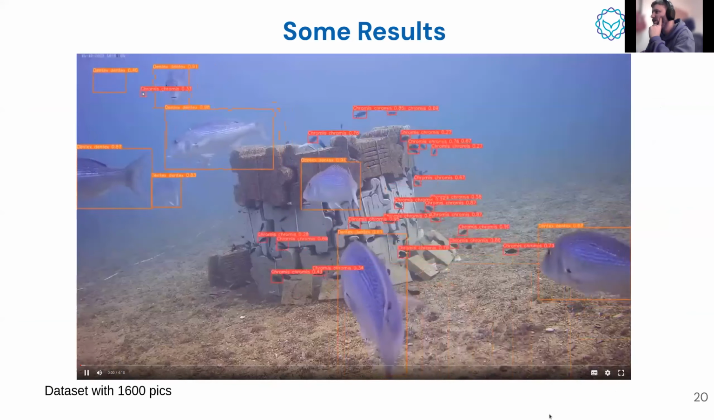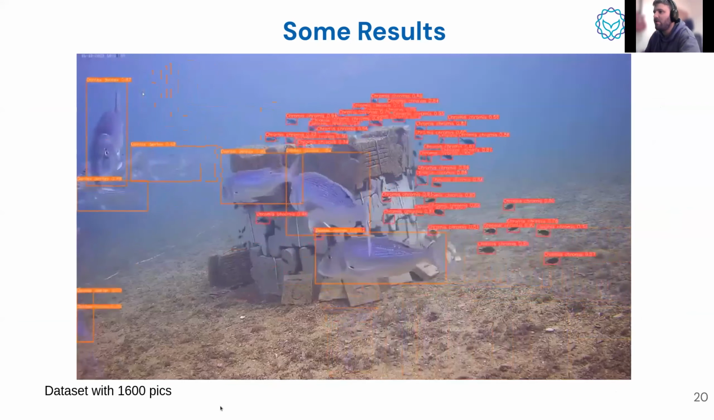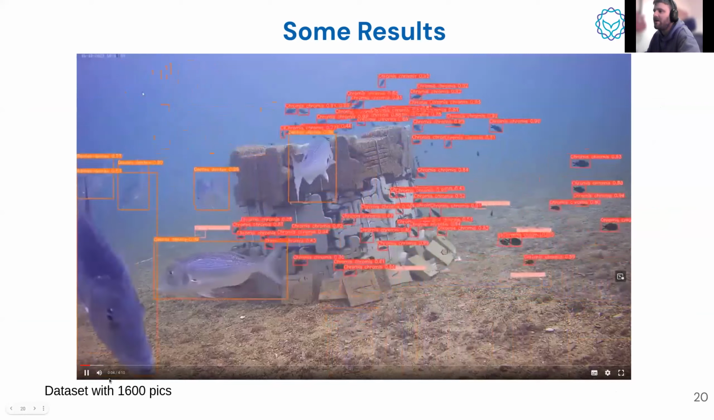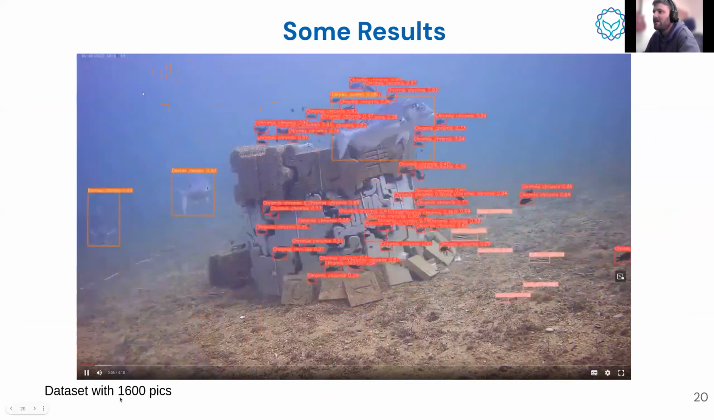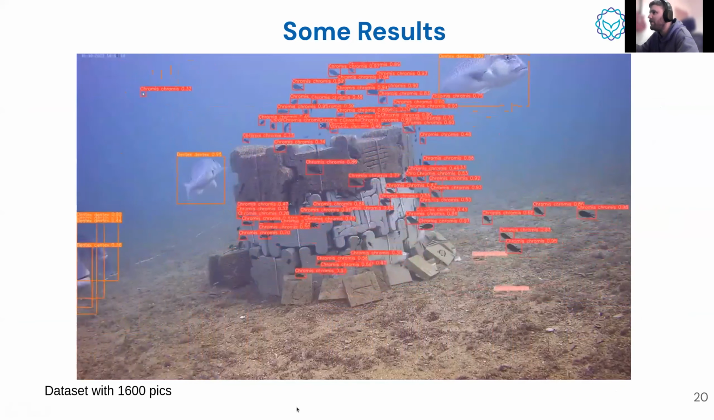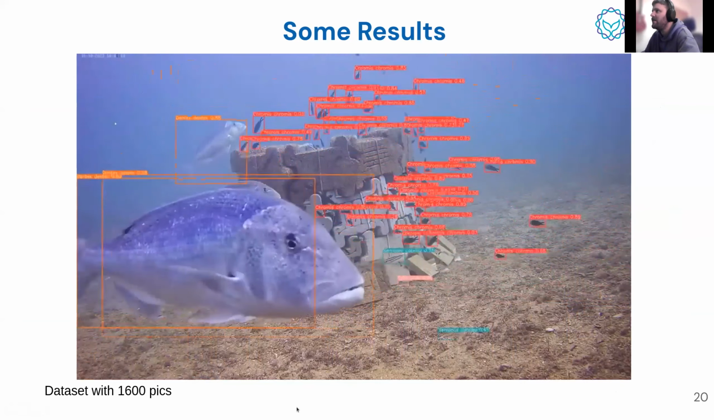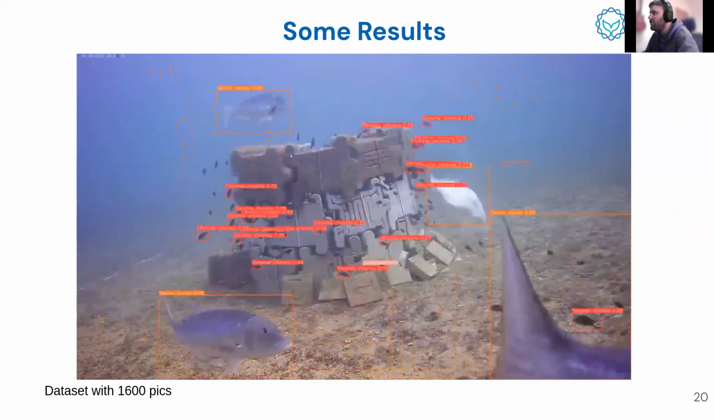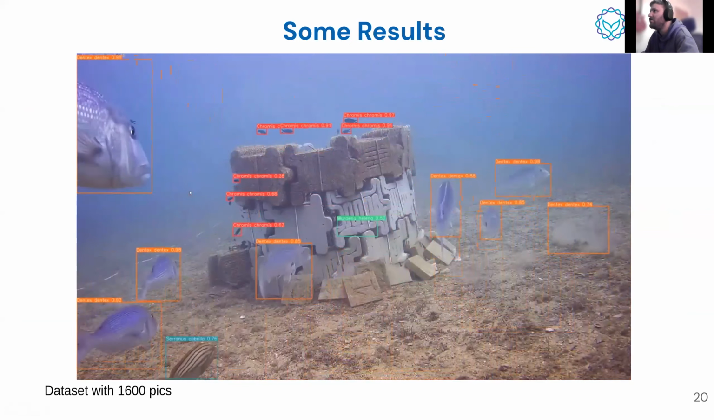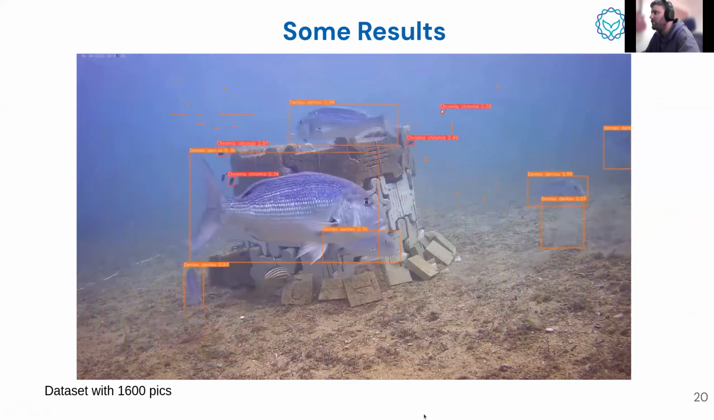Here we have another. This is a bit better. This is not only with 400, since we closed the loop and we did some more data. This is with 1,600 pictures. And as you can see, the small fish are also detected. And you can see here that the big fish are predators, the small ones are prey. So it's easy to see the interaction between them.